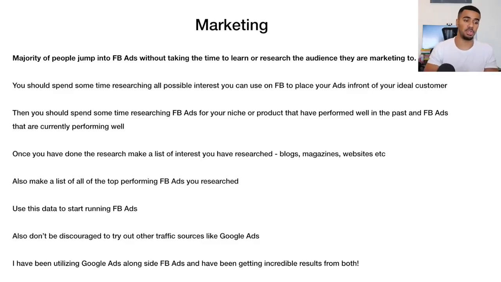Once you have done the research, you want to make a list of the interests you have researched, again, like blogs, magazines, and websites. And then you also want to make a list of top performing Facebook ads you researched. And what I like to do is, first off, if you make both of these lists, if you ever have to launch any other products, you have a base to kind of go by, right? You have all these different interests that you can use to actually potentially target to see if you can get results with these different audiences, right?